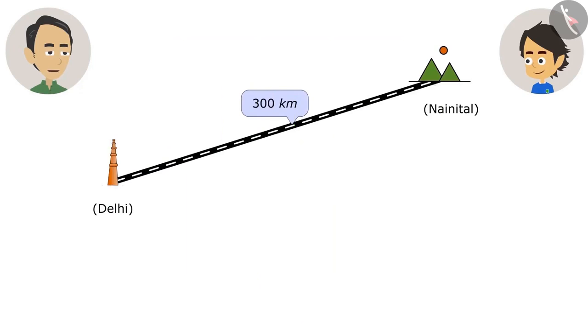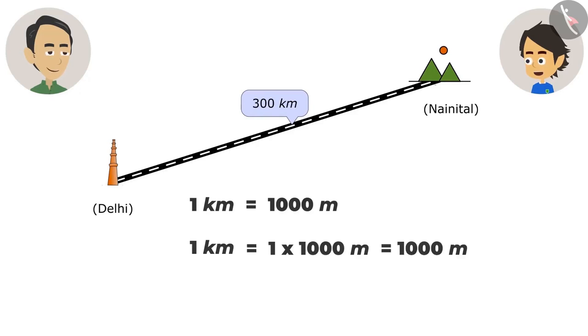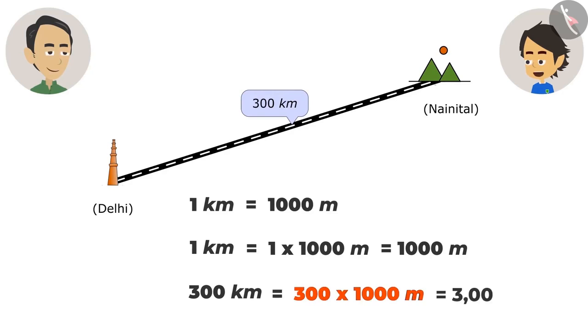And Nainital is 300 kilometers away. As it is so far, we are going by train. If 1 kilometer is equal to 1000 meters, how many meters away is Nainital? It is very easy to calculate. Multiply by 1000 to convert kilometer into meters. To convert 300 kilometers into meters, I have to multiply 300 by 1000. Yes, then how many meters is it? On multiplying 300 by 1000, the answer is 3 lakh meters. It means we will go 3 lakh meters away. That's why we say it's 300 kilometers away.